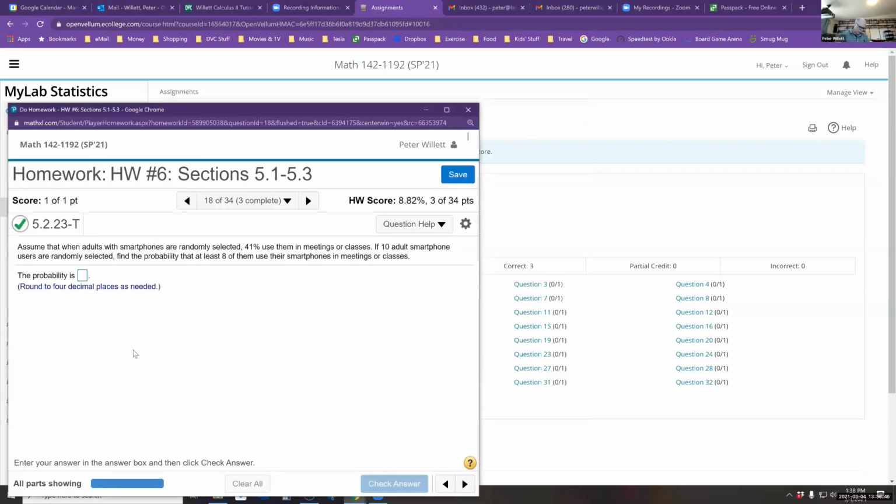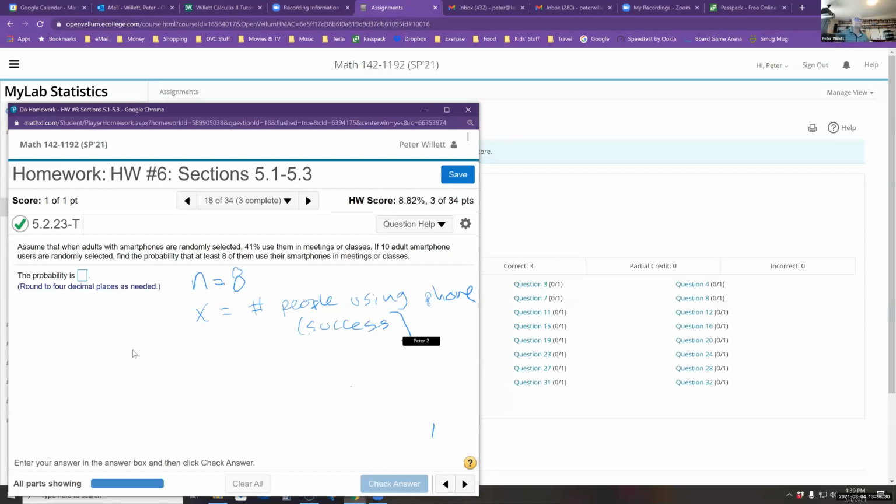So I would do things like I would point out that n is equal to 8. We are picking 8 people, and so that's the number of trials. And so it's a success. It says we're looking at how many people use their smartphone in meetings and classes. And so that means that X is equal to the number of people using a phone in class out of the 8. That's a success. Why? So a success is using a phone in class.